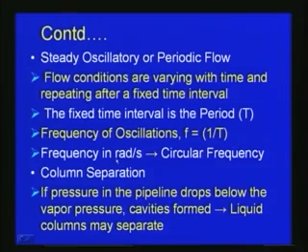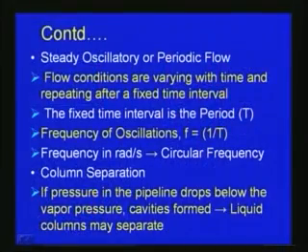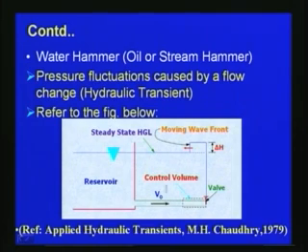When we deal with these unsteady flow conditions, one of the common phenomena is column separation. If the pressure in the pipeline drops below the vapor pressure, cavities are formed, and liquid columns may separate. Depending upon the conditions in the pipe, such as the pipe length or the pressure in the pipeline, the pressure may drop below the vapor pressure, and then we say that cavities are formed and the liquid column may separate.